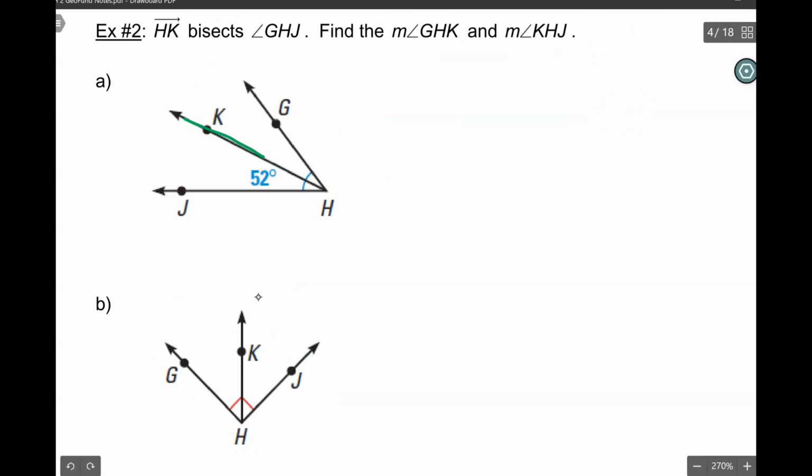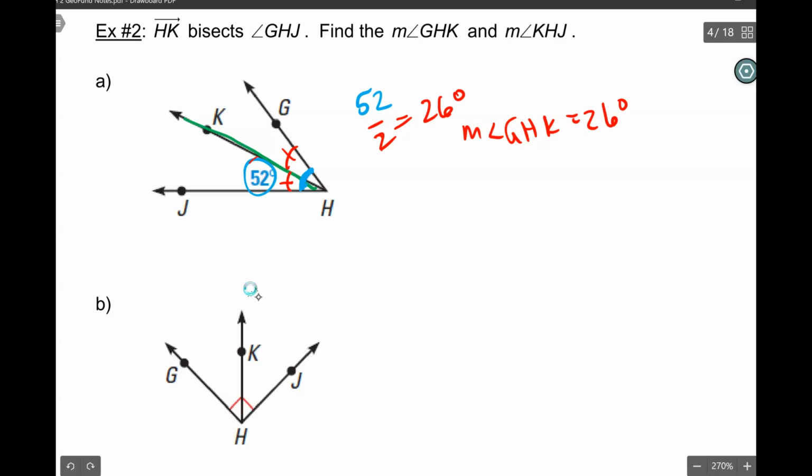HK, boom, right here, bisects GHJ. So we're given that GHJ, this overall angle, is 52 degrees. So since we have a bisector, the two angles formed are going to be congruent. So I put little tick marks, meaning congruent. So I take 52, divide by 2, and each of those angles is going to be 26 degrees.